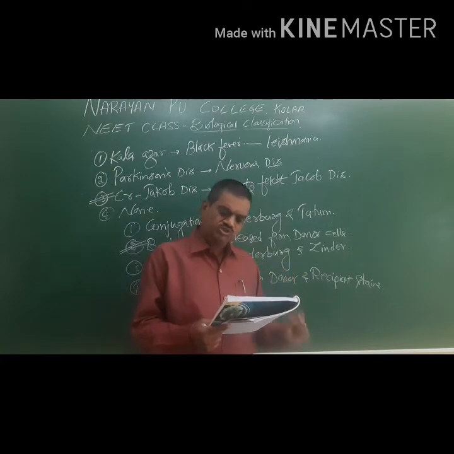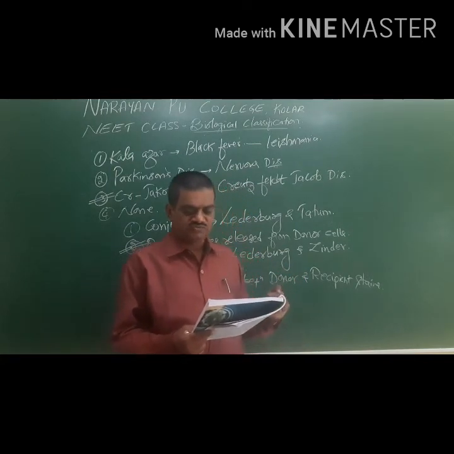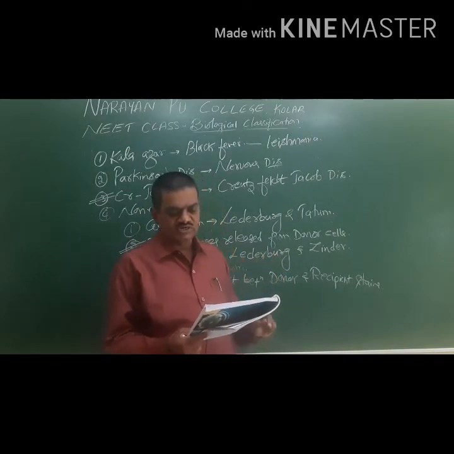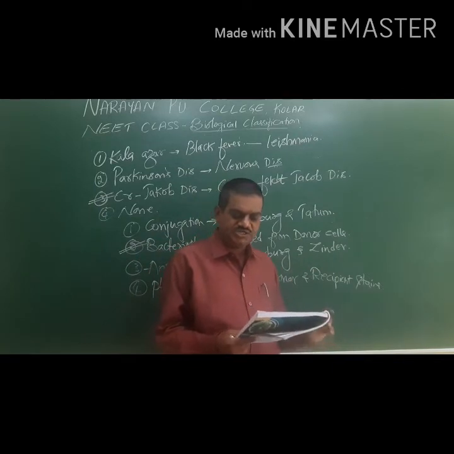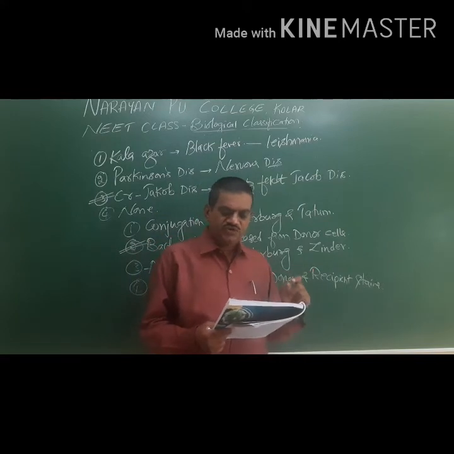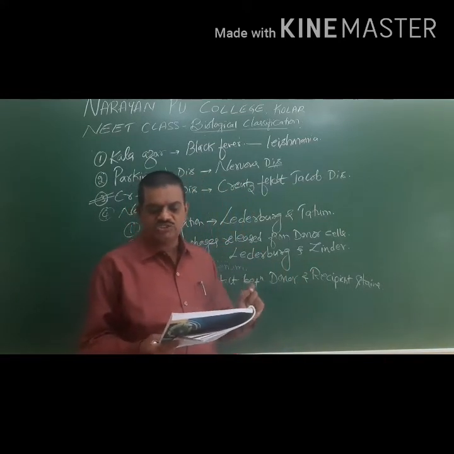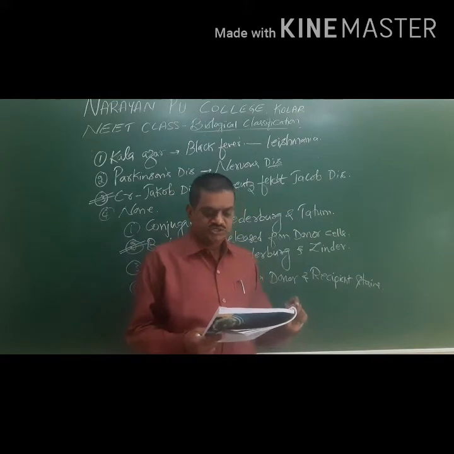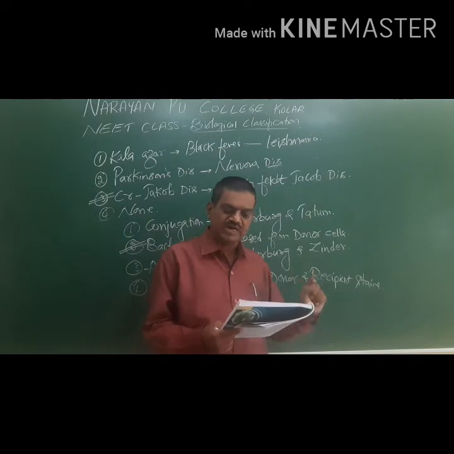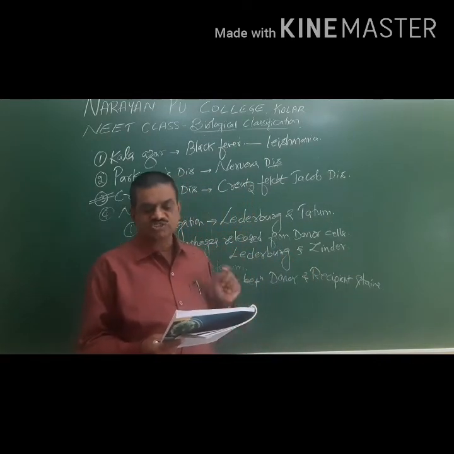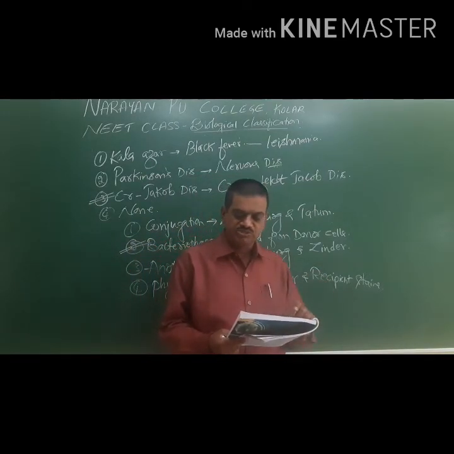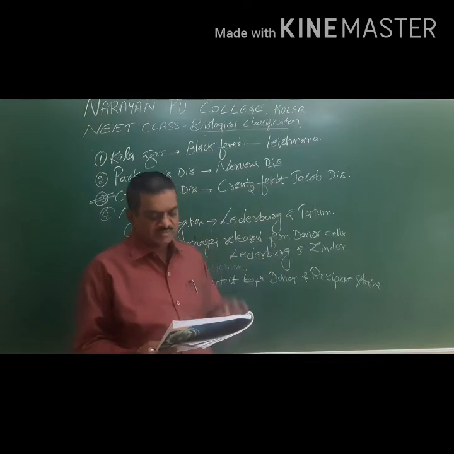Question 45. Trypanosoma brucei produces: first option sleeping sickness, second option Kala-Azar, third option dysentery, fourth option a disease of animals. So Trypanosoma brucei produces a disease in animals. Some Trypanosoma produce black fever, Kala-Azar, sleeping sickness, but Trypanosoma brucei causes a disease in animals.